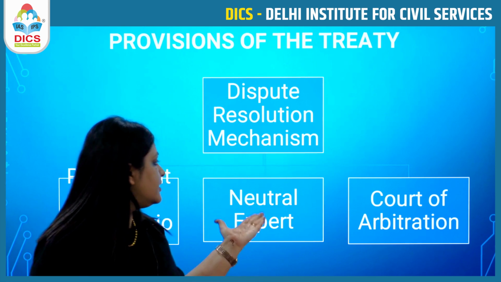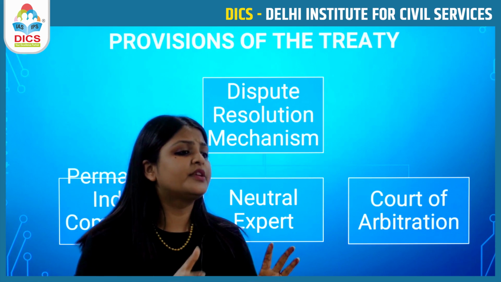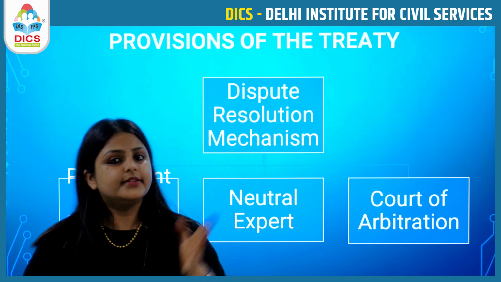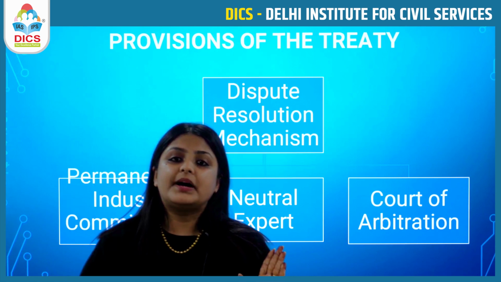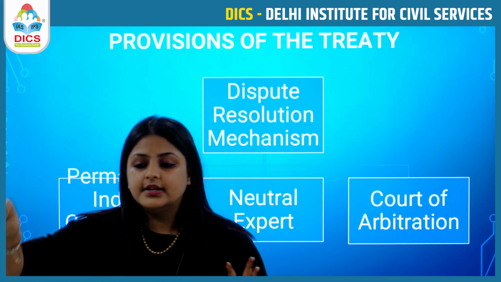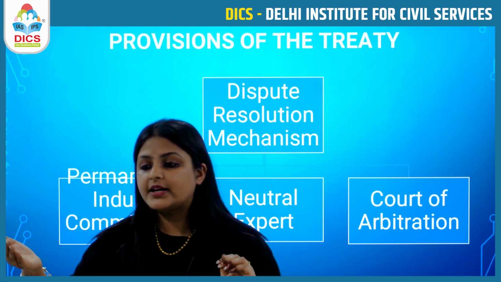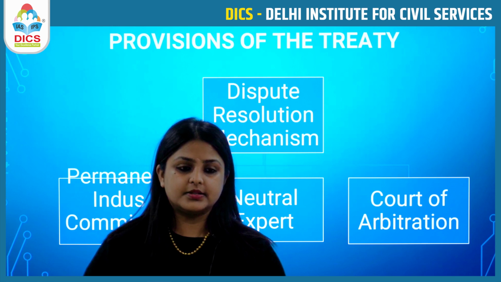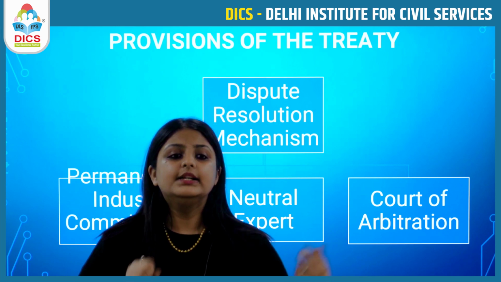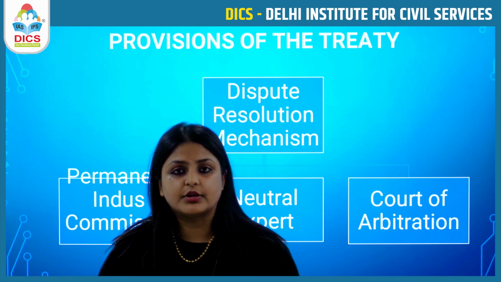The other arbitration body or dispute solving mechanism that we have under the IWT is the neutral expert. The neutral expert will be appointed by the World Bank. This will be some third party, okay? Who is appointing the neutral expert? The World Bank is appointing. We can choose the mechanism of appointing a neutral expert as well, and the neutral expert will help us solve the disputes of the Indus Water Treaty, right?